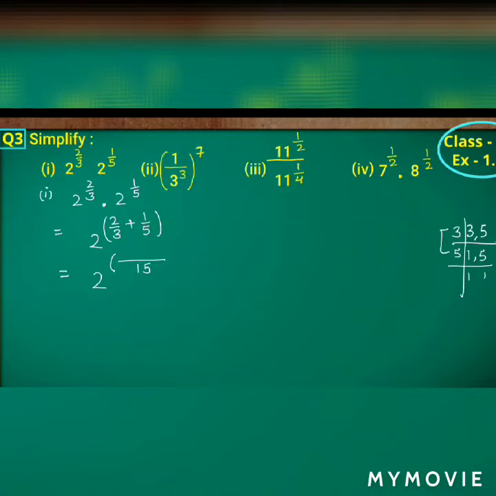So here 2 into 5, plus 1 into 3. You can go for cross multiplication, or else you can find the LCM so that you can keep them as like fractions. So which is giving 2 fives are 10 plus 3 by 15.